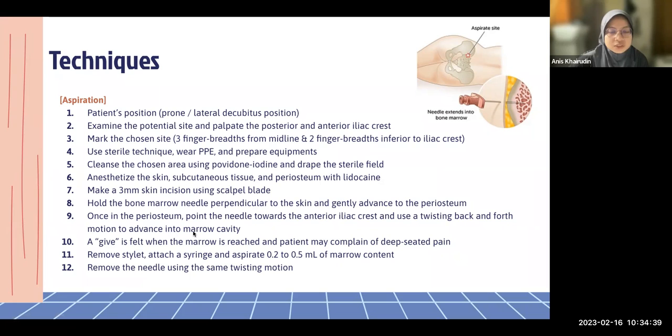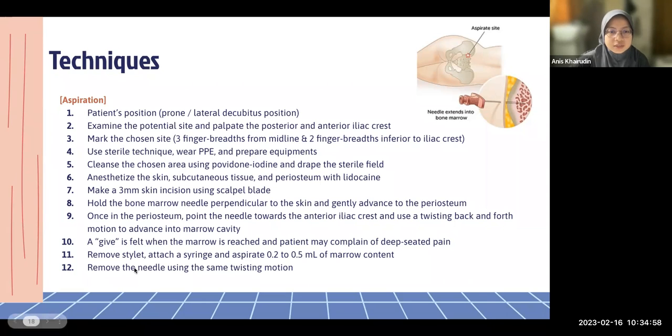So how do we know it's in the marrow cavity? There'll be a give sensation because the marrow is softer, and so that's how we know it's already in the marrow. And then maybe the patient complains of a deep-seated pain.